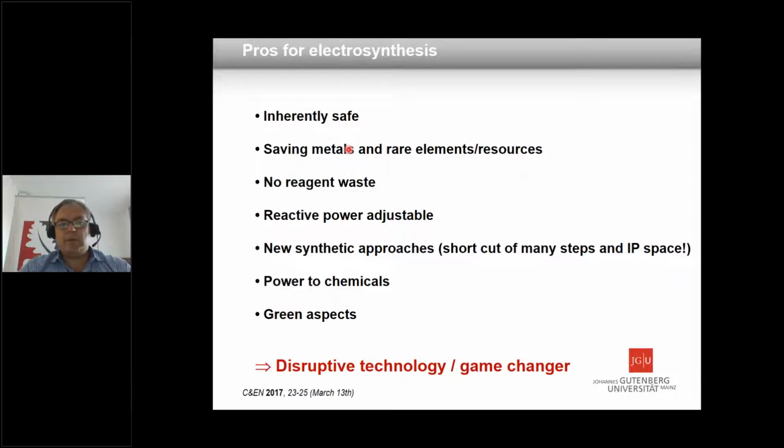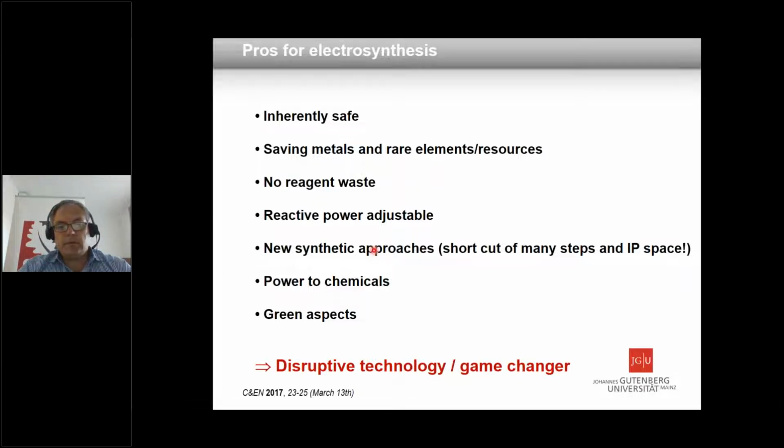This is extremely safe. Then we can avoid having noble metals or rare element critical resources. Since you bring in the electrons on one side and take them out on the other side, you have virtually no reagent waste, and this makes it extremely green.